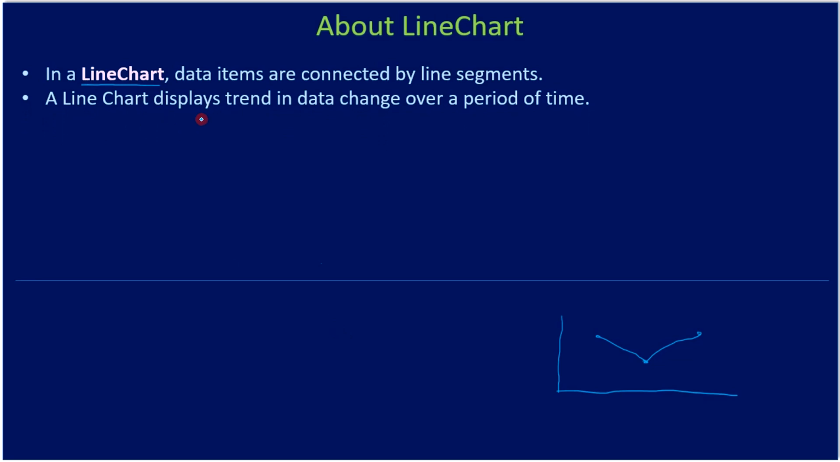A line chart displays the trend in data change over a period of time, or over the axis which is specified here. Usually it will be the time period. Sometimes it can be a data item also. I mean data item in the sense of a category item, we can say sales of a specific product 1, product 2, product 3. It can be like that also, but a line chart suits well for a time series.